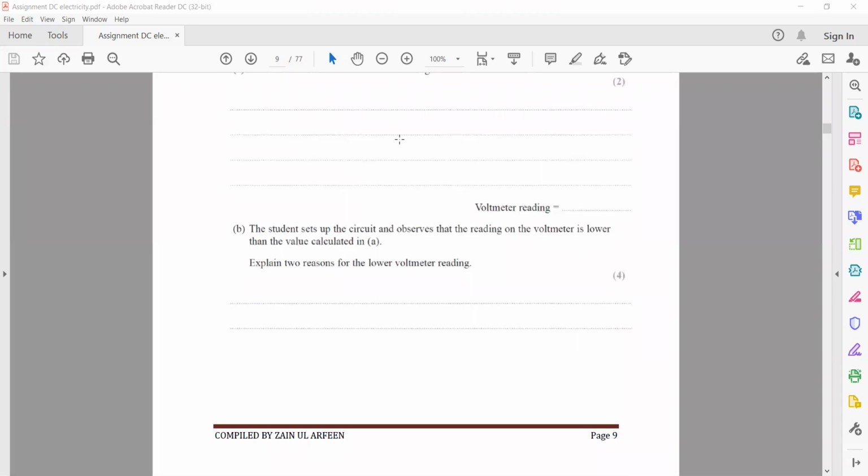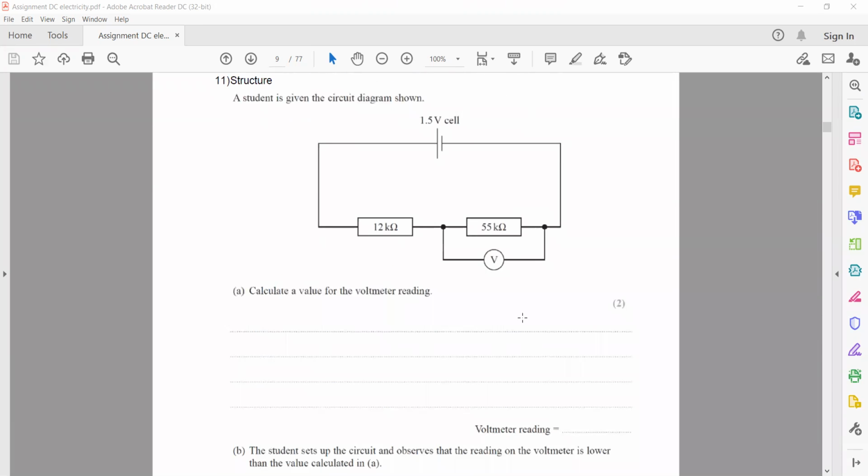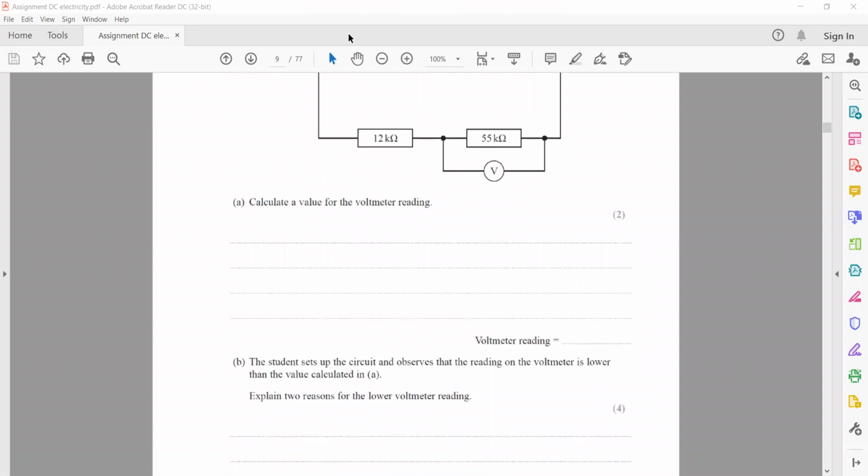The student set up the circuit and observed that the reading on the voltmeter is lower than the value calculated in A. So in practical, he's not getting the same answer, like 1.23. But in practical, the reading of the voltmeter is less than what he calculated. So what could be a reason for that?